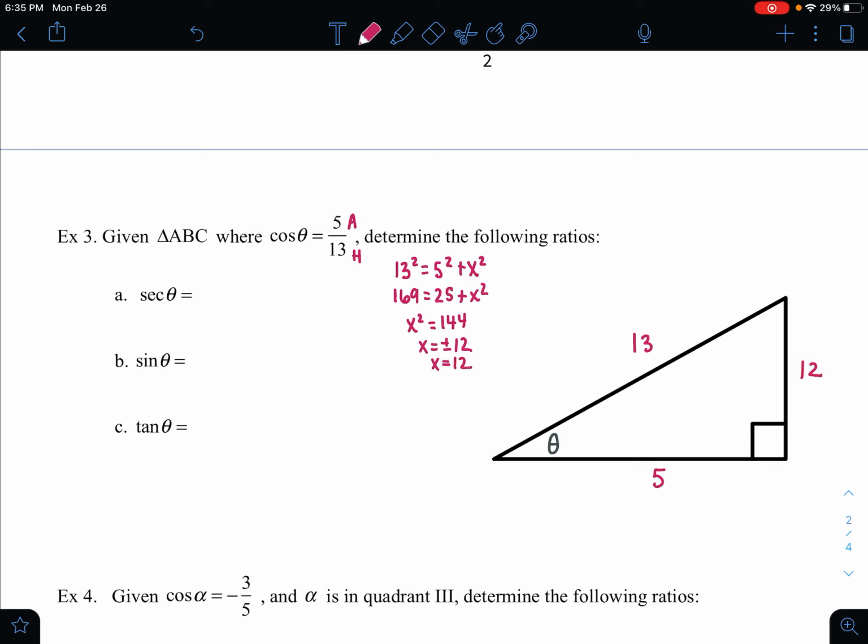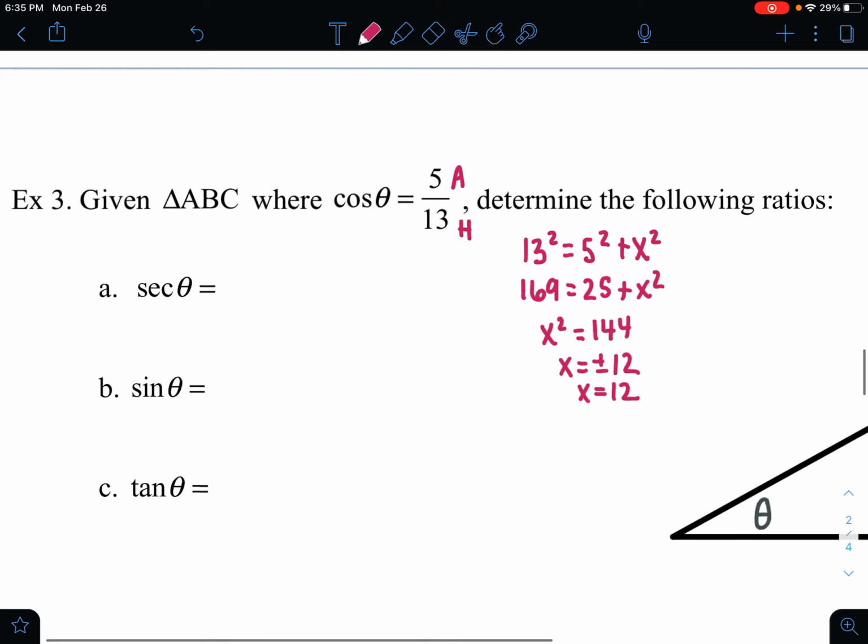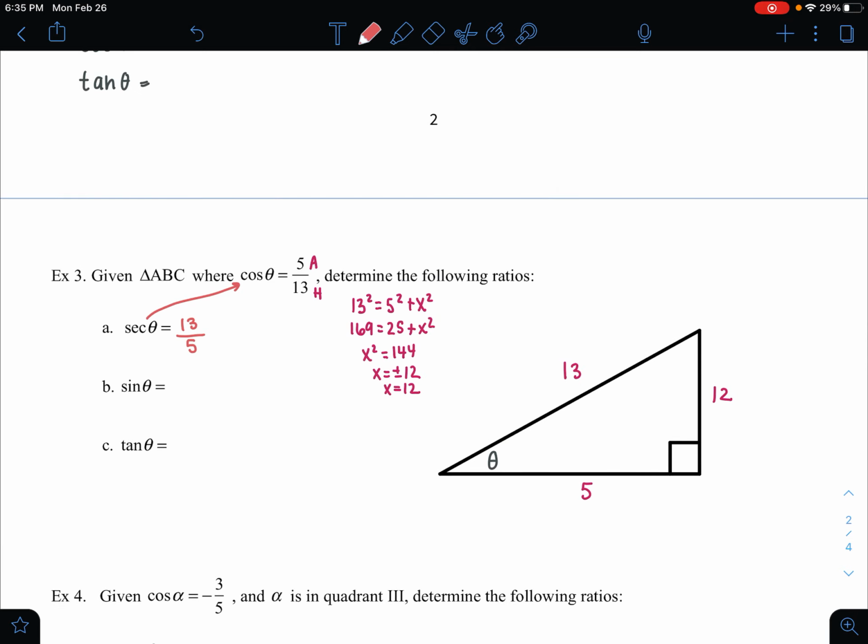And remember, since these are sides of triangles, these have to be positive. So now think about secant. Secant correlates directly with cosine. It's the reciprocal of it. So I already know what cosine is, so I just reciprocate that to say 13 over 5. For sine, go ahead and try that one, and tangent to see what you get.